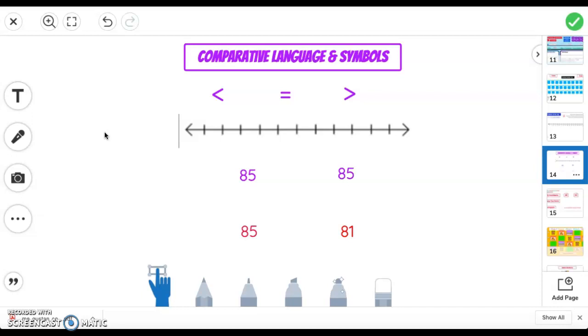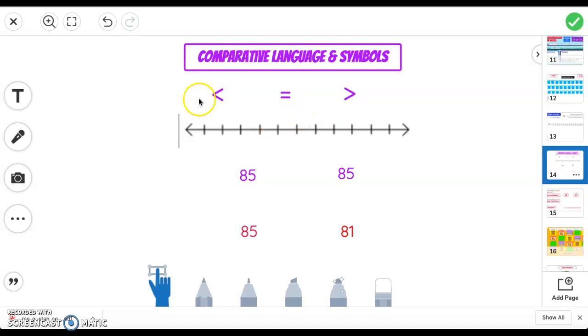Today's lesson is comparing numbers using place value and comparative language and symbols. I wanted to review with you what comparative language and its symbols are. So here we have comparative symbols. This one here is called the less than symbol. This is the equal to, and this is the greater than symbol.